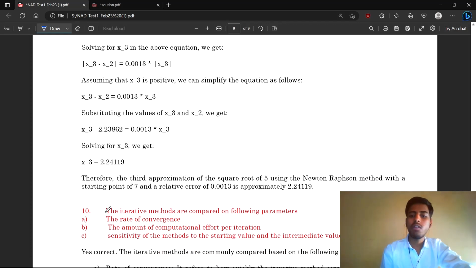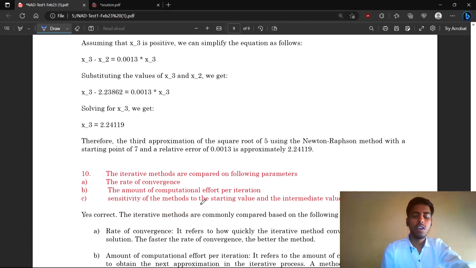Therefore, the third approximation of the square root of 5 using the Newton-Raphson method with a starting point of 7 and relative error of 0.0013 is approximately 2.24119. So it is true basically.